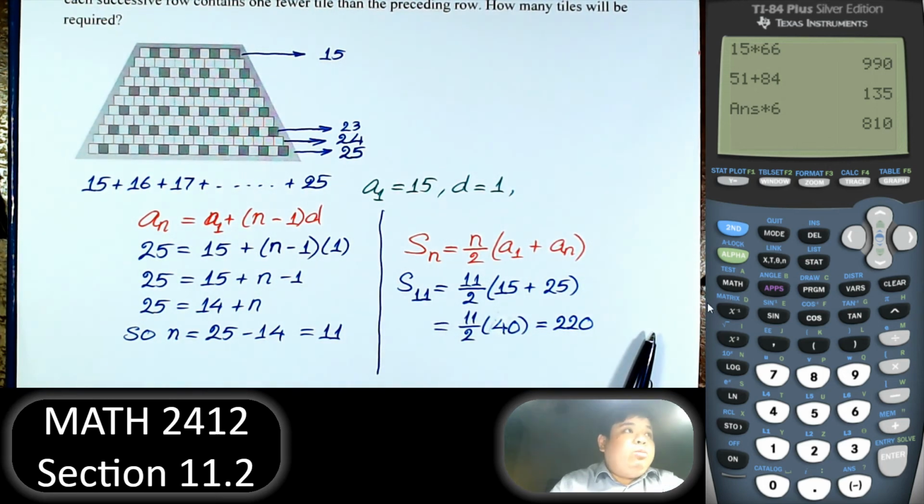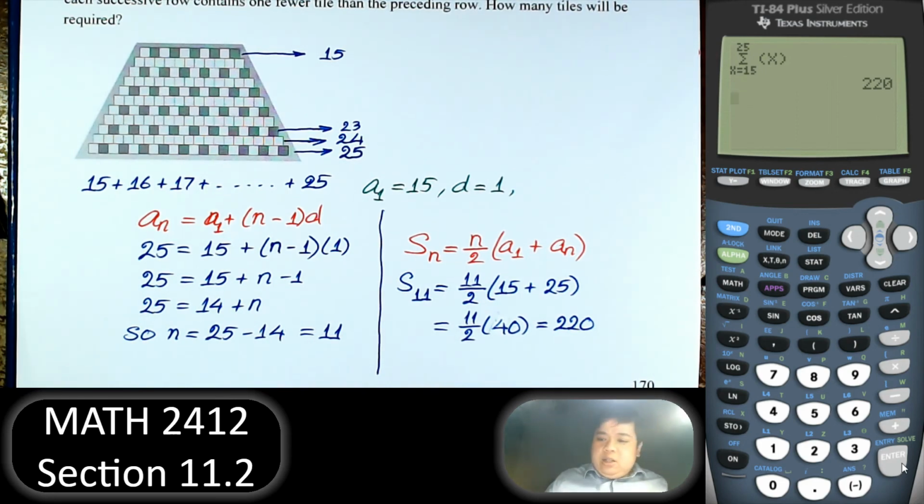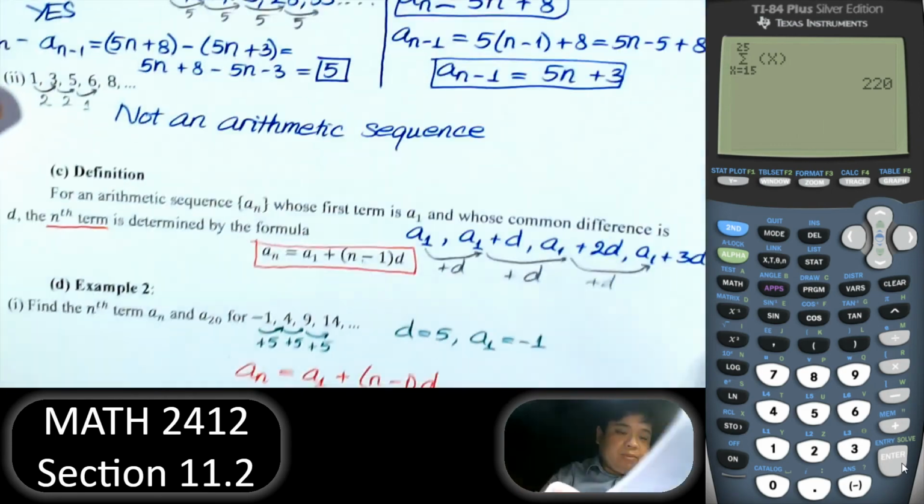If we want to do this, we can also say the summation of x from 15 to 25, adding all of the x. That's 220.